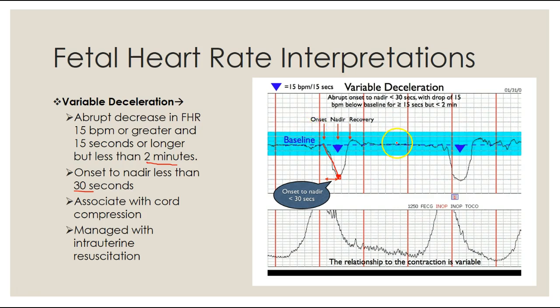You can remember variables because they look like V's. So you can see how this one looks like a V. Sometimes they'll look like W's, but most of the time it's just like a little V. They are associated with cord compression. So what's happening in this picture, this is the interpretation.